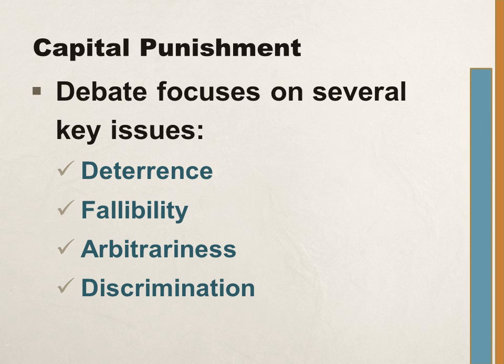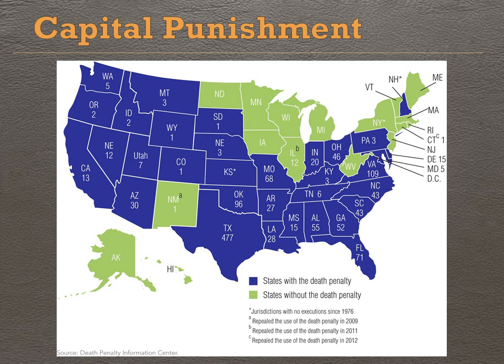Is it arbitrary? Some groups are more likely to get the death penalty, like going back to the sentencing. Minority groups and youth are more likely to be sentenced to death penalty cases than Caucasians or older folks. And that plays right into discrimination. Is there discrimination? Discrimination, again, is the outward practice of doing something wrong to somebody because of their race or religion or something like that.